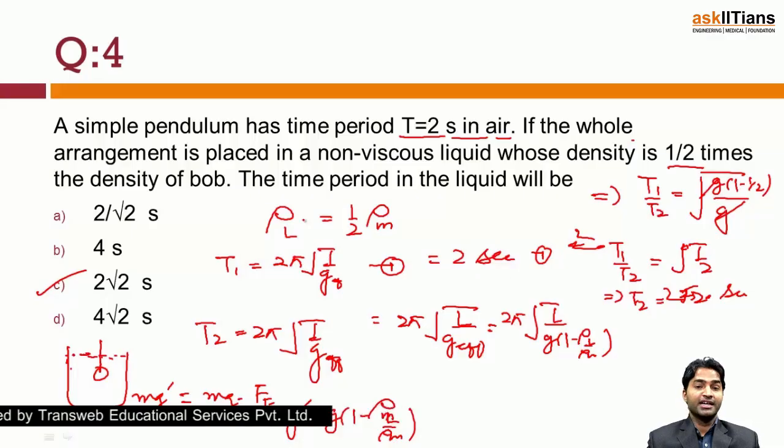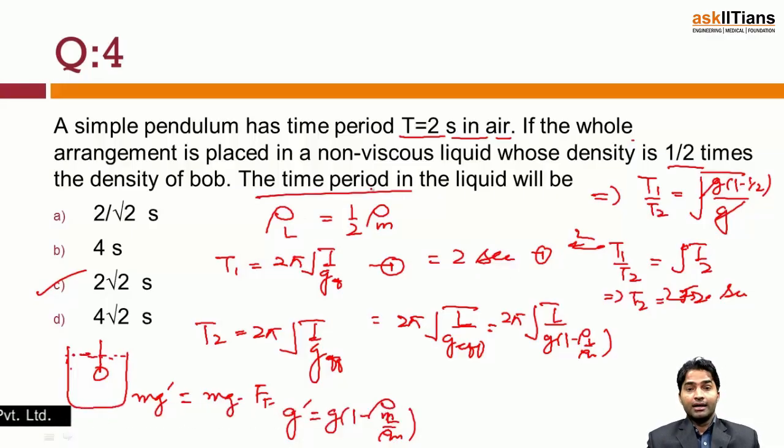So what we did in this question is, when we dip any object of mass m and density rho in a liquid having lesser density rho L, due to buoyancy or thrust its weight would be different. So g effective equals g into 1 minus the density of the liquid in which it is placed upon the density of the metallic ball. Carrying these relations, we get T1 upon T2 equal to root 1 by 2, and finally we get option C as the main answer.